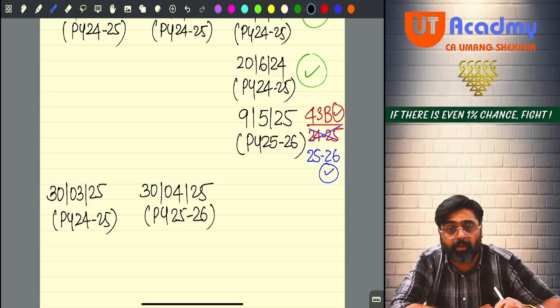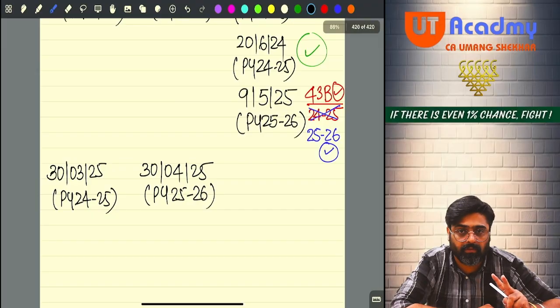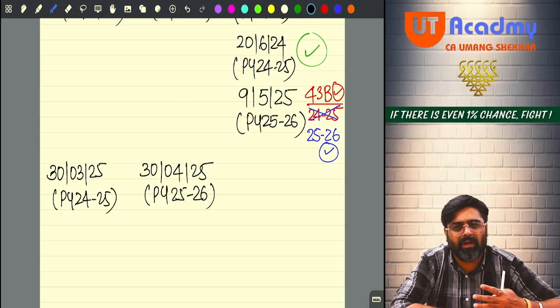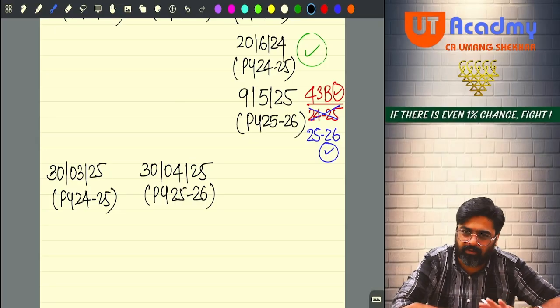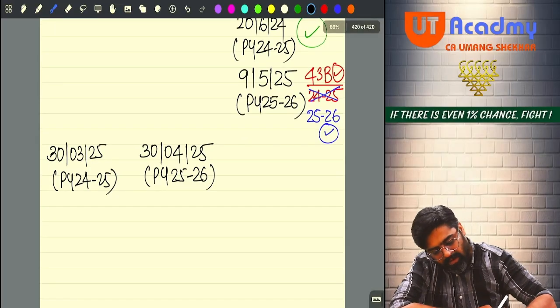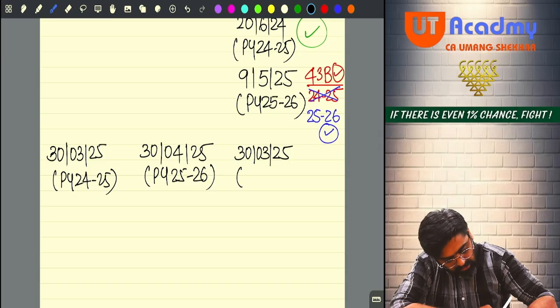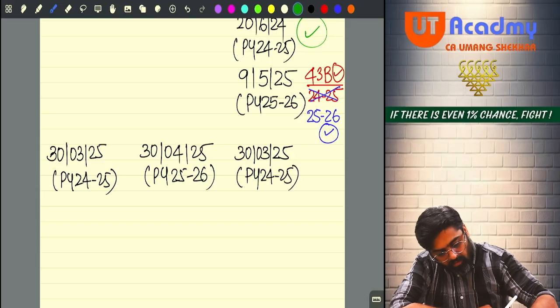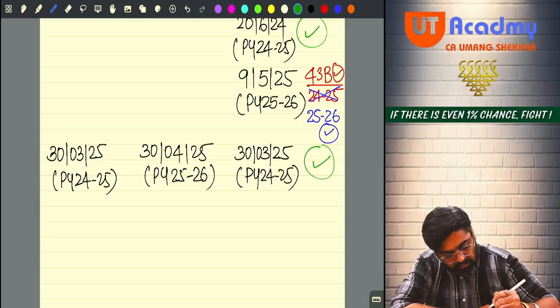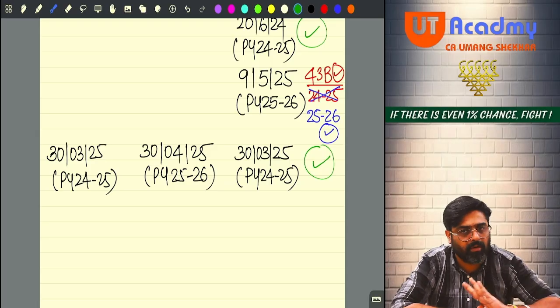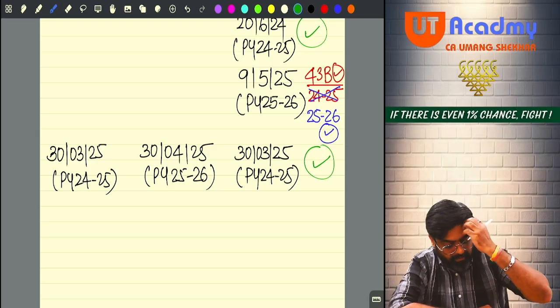Now there will be two possibilities here. Not two, we'll take 3-4 possibilities. In this same thing, what if you have made the payment on the same day, 30th March 25? You bought and you made the payment. In 24-25 only you made the payment. Will it be allowed in 24-25? Yes. Same year it will be allowed. No disallowance. Okay.